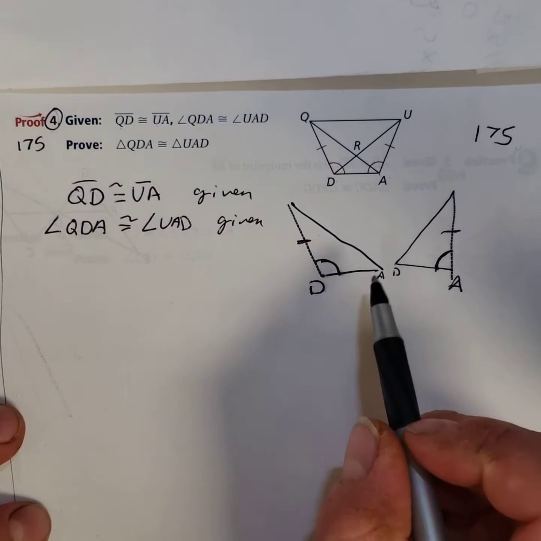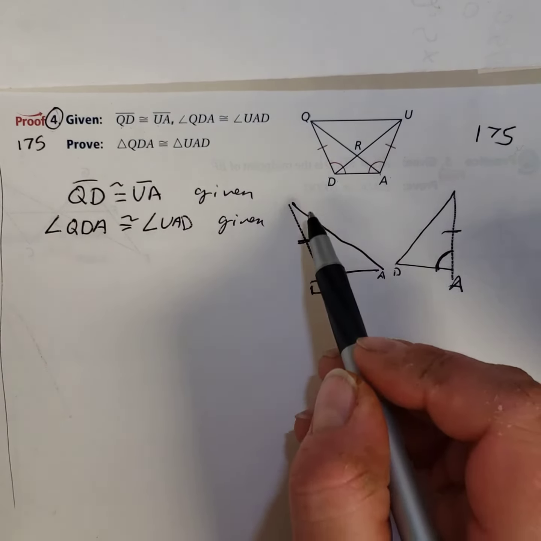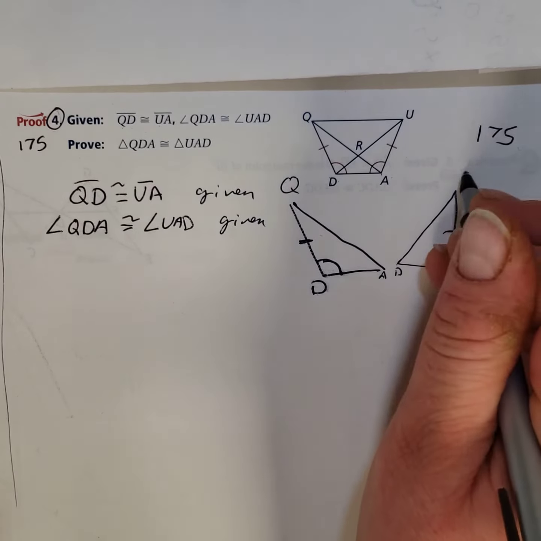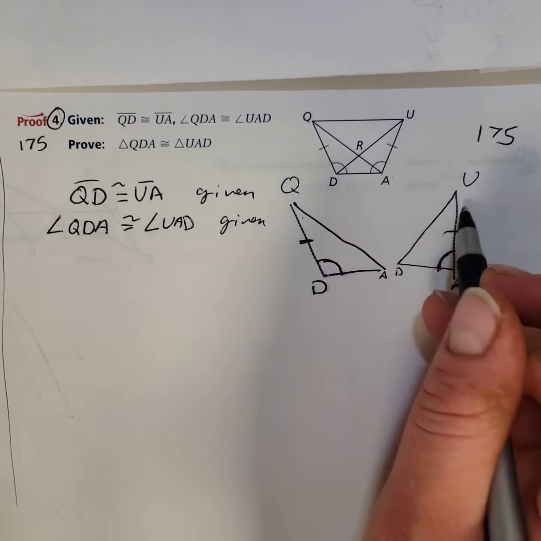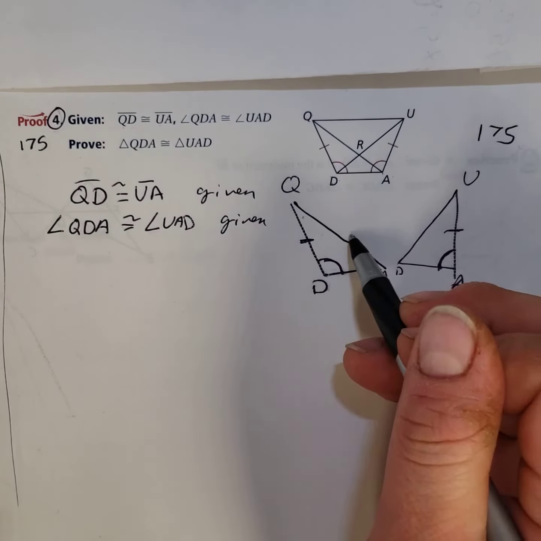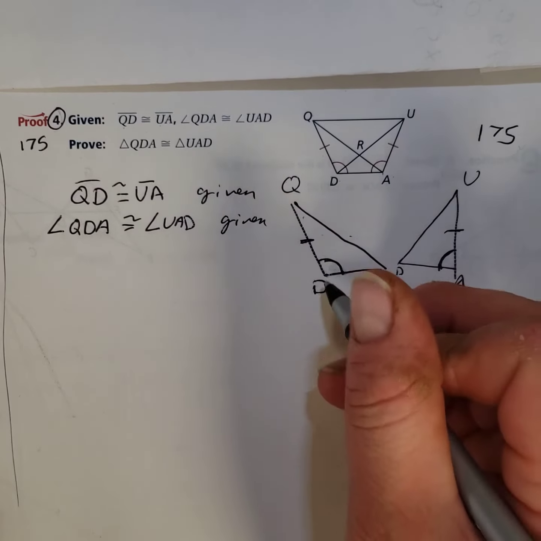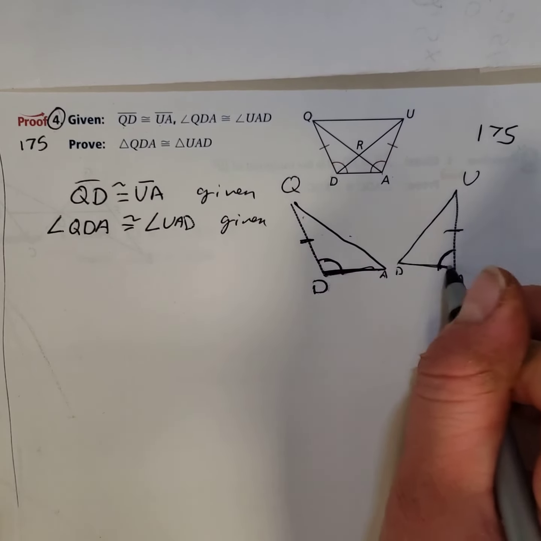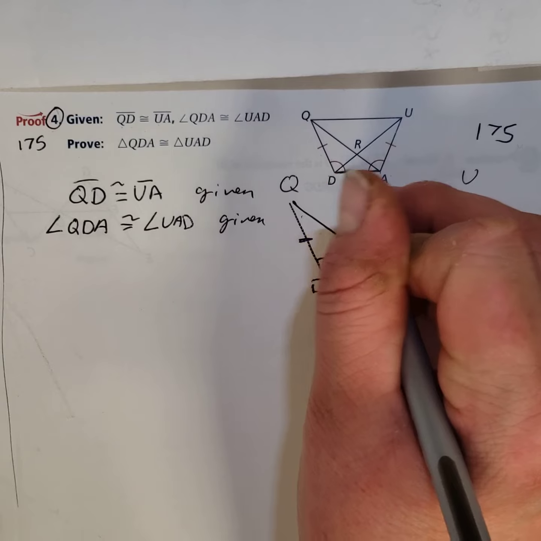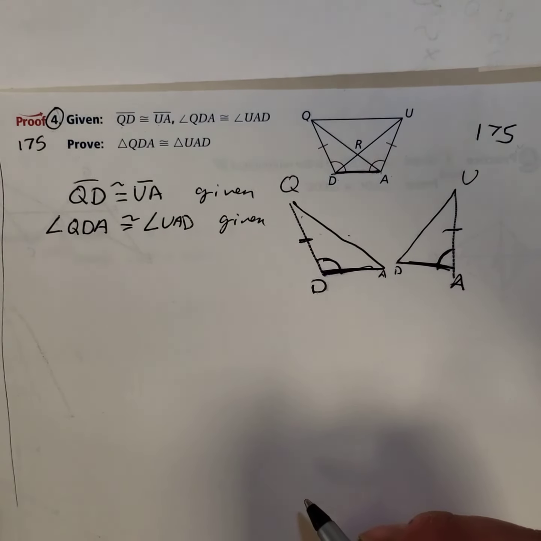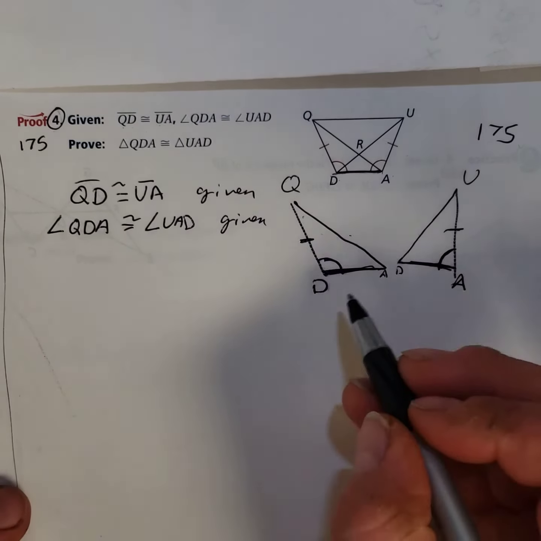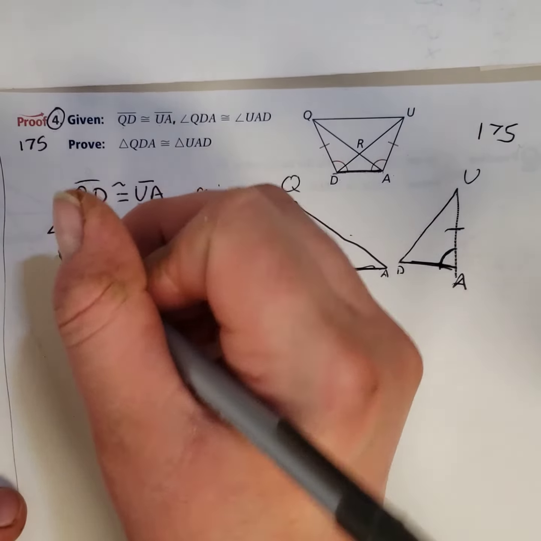There's one more. We either need another angle or we need another line. We don't know anything about, this is Q, this is U, we don't know anything about these two angles or these two lines. However, this line down here and this line down here is this line here. And we can note that they're actually the same line. DA is congruent to DA.